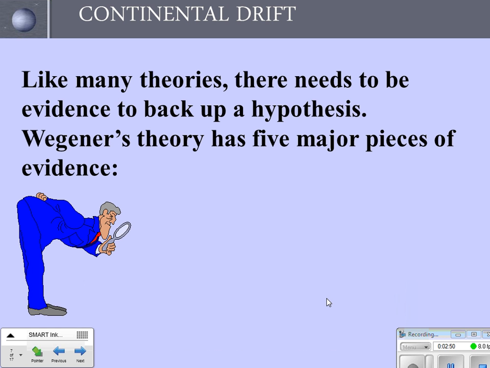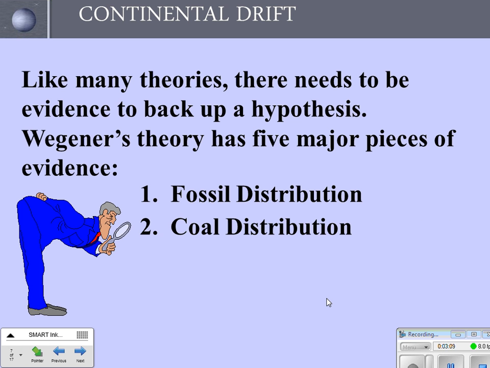And like many theories, there needs to be evidence to back up a hypothesis. Wegener's theory has 5 major pieces of evidence. Fossil distribution. We could tell how different fossils matched up on continents that are nowhere near each other. Coal distribution. You can see how coal is formed in places that perhaps coal should not be formed in. You know, you need that heated environment, and you can find coal on Antarctica, which is cold.